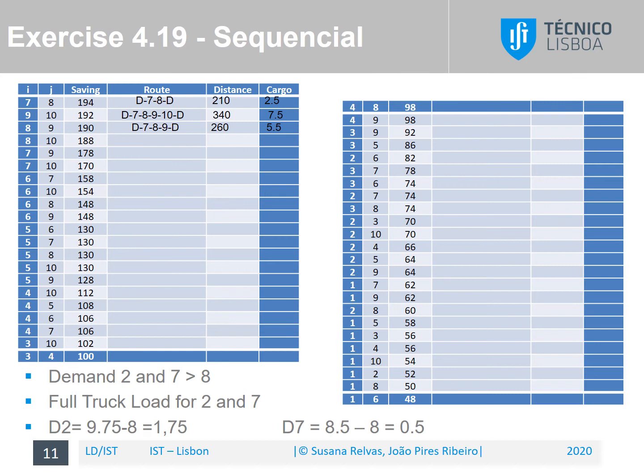But now we have to go back and we identify 9 and 10 as the next candidate with the biggest saving. And look at the cargo we already have, 7.5. So that means that we cannot fit any more. So we have to start a new route.